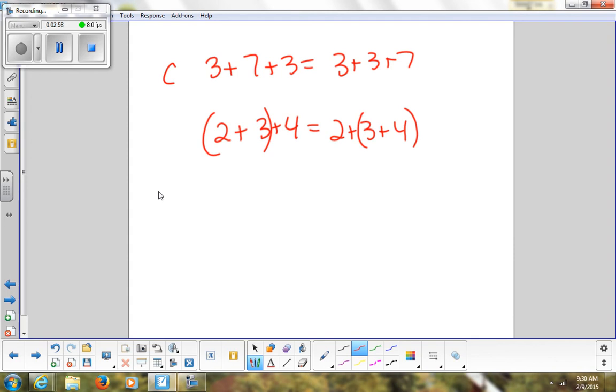Associative or commutative? Okay, show me in 3, 2, 1. Good. Associative. A.